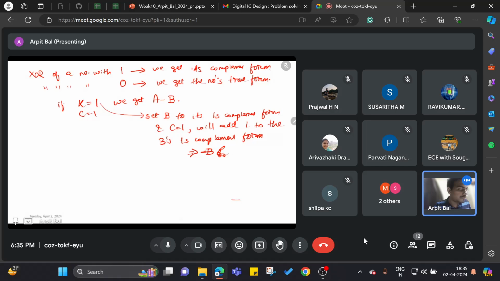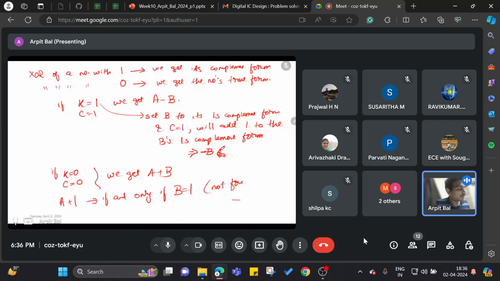Similarly, if K equals 0, then B's true value is processed further, and keeping C equal to 0, we get A plus B. Similarly, A plus 1 if and only if B equals 1, not for any other value of B.